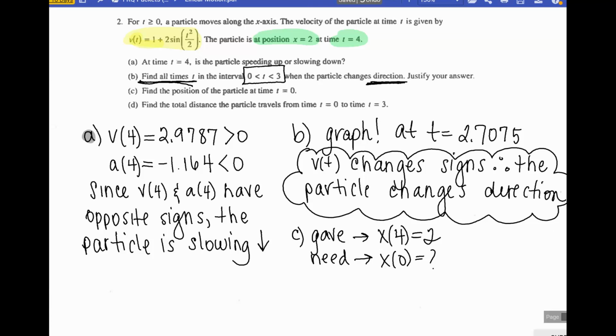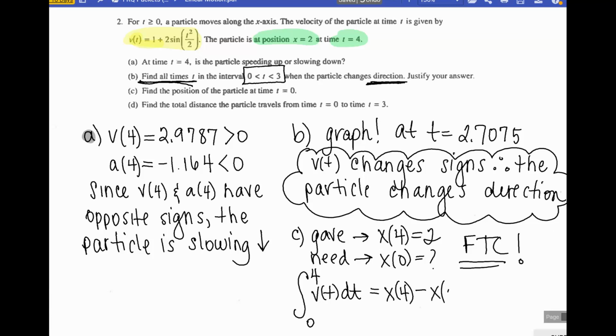We have the velocity function. So how do we get position from velocity? We need to integrate. So this is the fundamental theorem of calculus. You don't need to tell them that. I'm telling you that for the sake of knowing what theorem you're using. So if I integrate from 0 to 4 the velocity, I get back the position at 4 minus the position at 0.